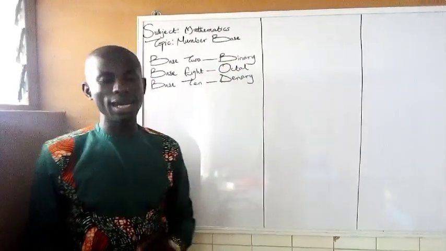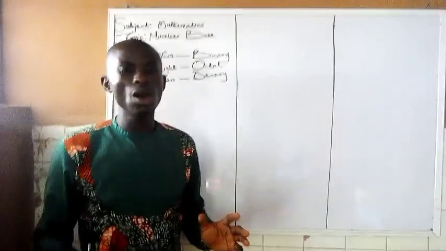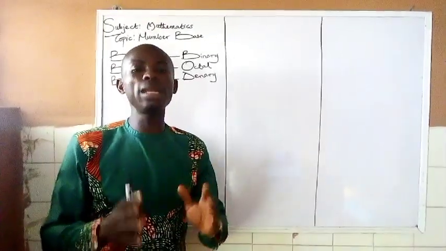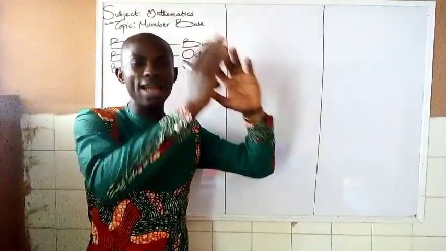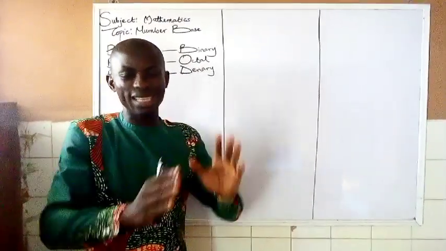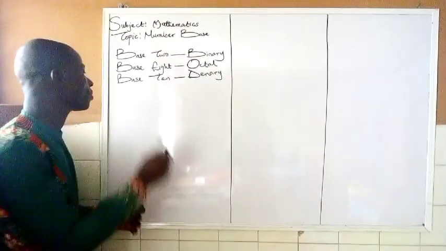So I want to quickly tell you something. Please pay attention. Apart from base 10, all other bases follow the same shape. I mean, if you are converting to any other base apart from base 10, they follow the same process or the same shape. Now, let's quickly start.